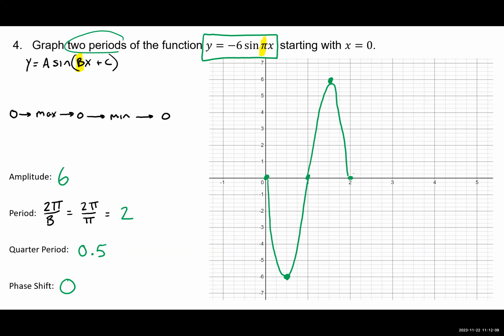Well, the directions say graph 2 periods. So once we do it once, now we repeat. Actually, I like putting those 5 points just as the framework: 0, down, 0, up, back to 0. And so that gives me a framework for drawing a pretty decent version of this graph. All right, so there's 2 periods of the graph y equals -6 sine of pi x.